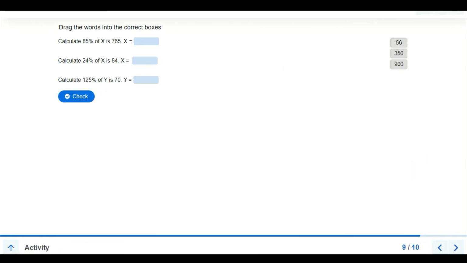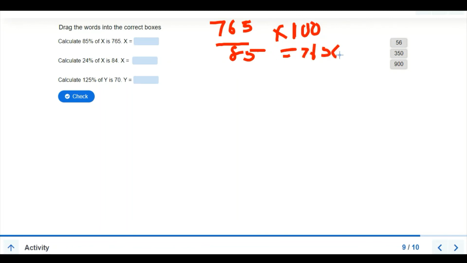For this first one, what we need to do is 765 over 85, multiplied by 100. By the time we multiply that, 765 multiplied by 100 is 76,500. So we have 76,500 divided by 85. If you divide that, our answer is going to be 900.